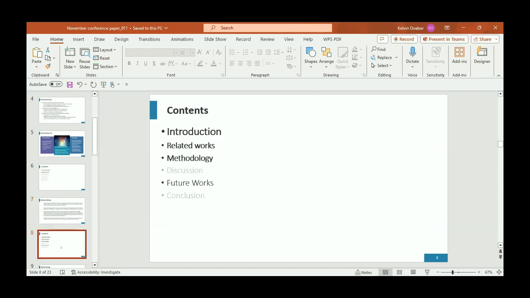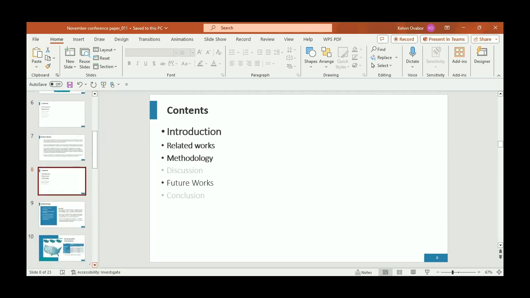Now, in carrying out this research, the methodology section is what we are going into right now.